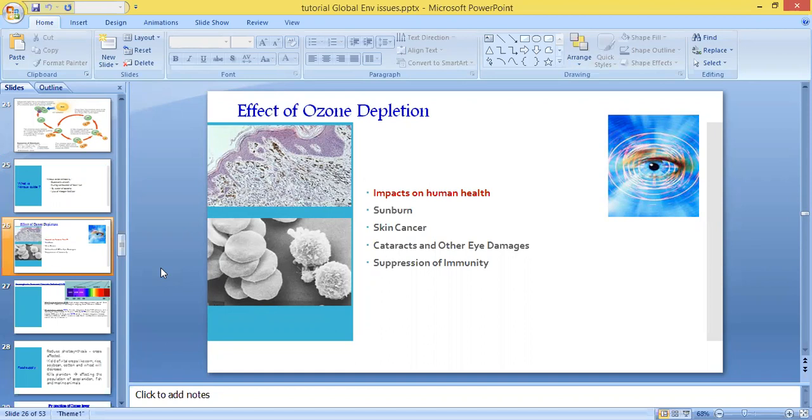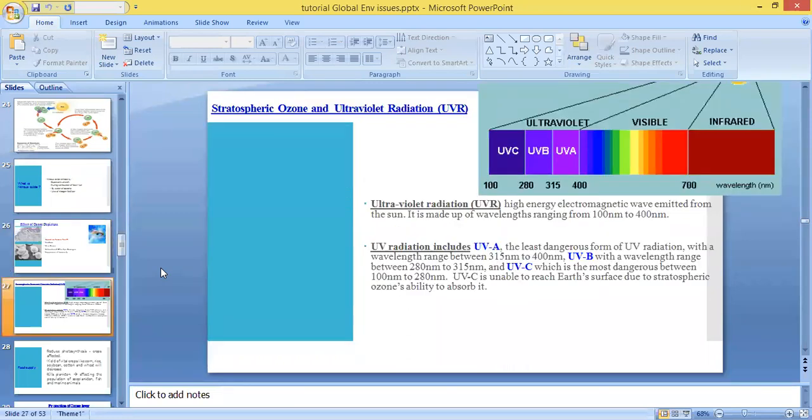So again, I'm repeating that ozone is a very important layer, okay, and the CFCs that are hampering or breaking down this ozone layer are very dangerous. Okay, so stratospheric ozone and UVR, that is ultraviolet radiation. Ultraviolet radiation is a high energy electromagnetic wave emitted from the sun. It is made up of wavelengths ranging from 100 nanometers to 400 nanometers. So you can see the range of 100 to 400 is called ultraviolet or UV radiation.